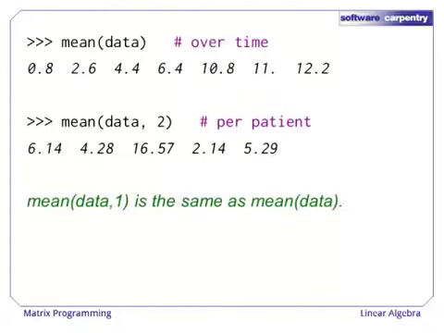The mean of the data along axis 1 gives us the average across all patients for each hour. This gives us the normal progress of the disease. The mean along axis 2 gives us the average T cell count per patient across all times, which can be useful if we want to normalize our data.